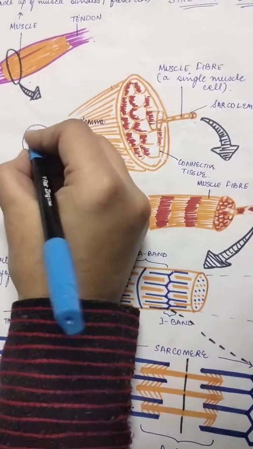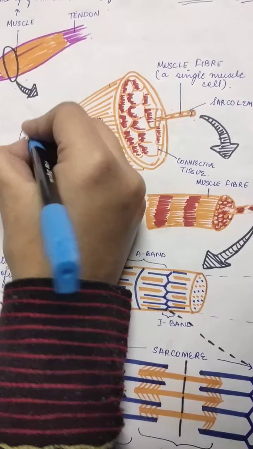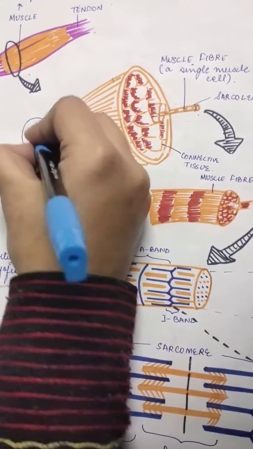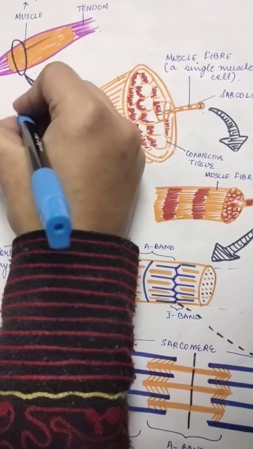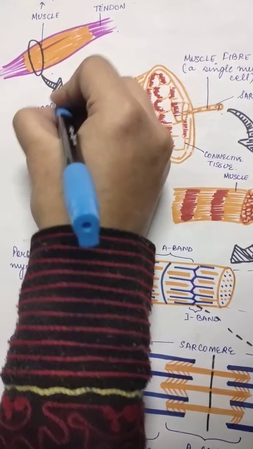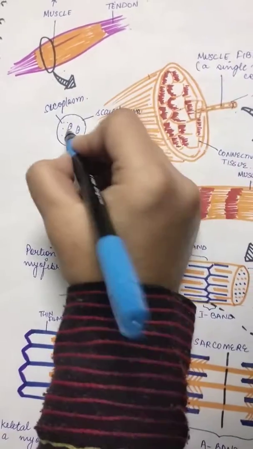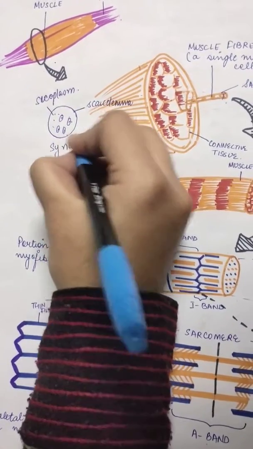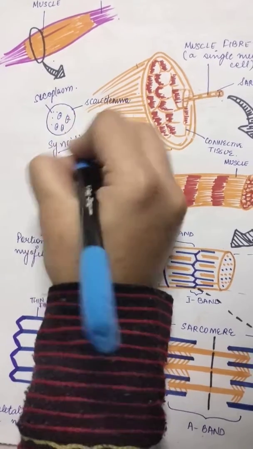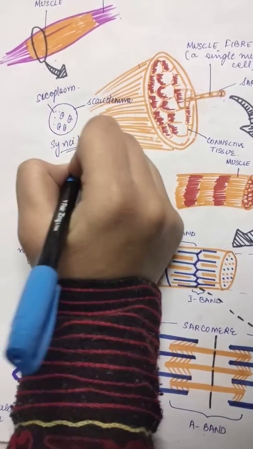The cytoplasm, this is the cytoplasm. It contains various nuclei. The cytoplasm of the muscle is known as sarcoplasm, as it contains multiple nuclei. So this muscle fiber is known as a syncytium. That means it contains multiple nuclei.